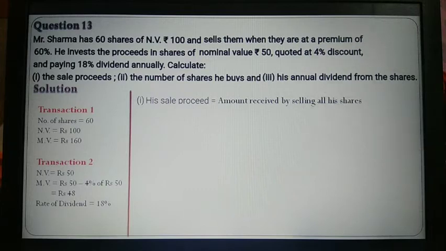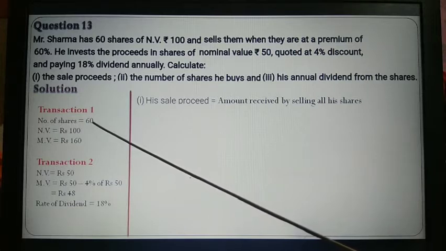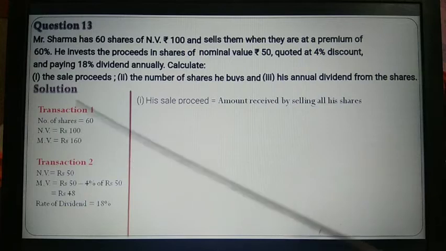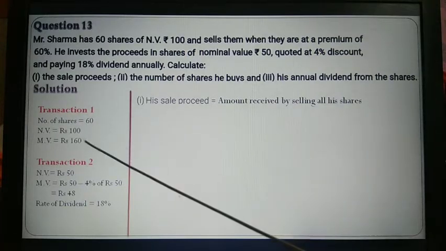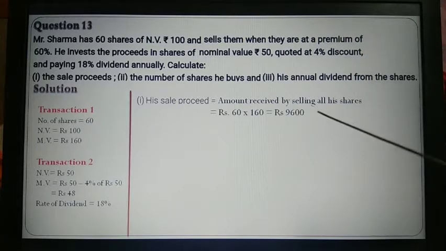Now when he sells one share, the amount received will be 160, because the market value is 160. So by selling one share he'll get 160, but he has got 60 shares, so how much amount will be gained? It will be 60 into 160. That gives the amount received by selling all the shares, which is going to be rupees 9600. So this is my sale proceed.